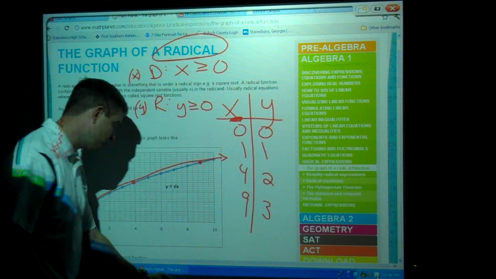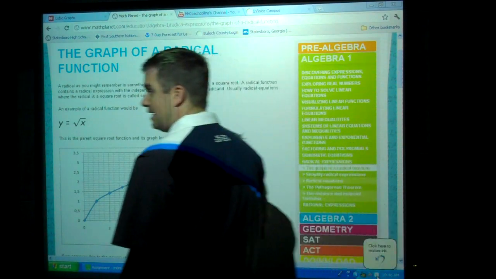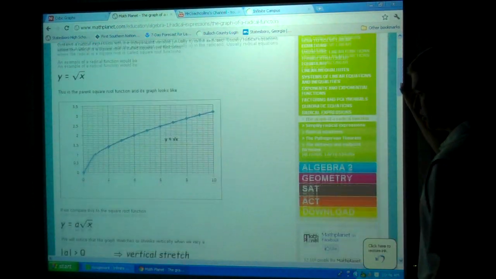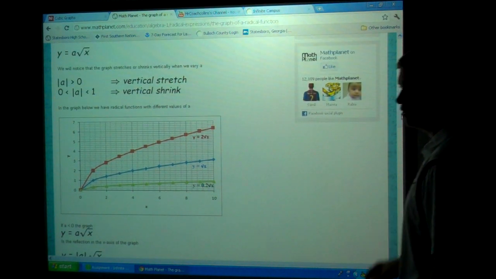All right, let's talk about the first one. Let's see if this will turn off. All right, now let's scroll down. What's the first thing we're going to talk about? Stretch and shrink. All right, so here we go.